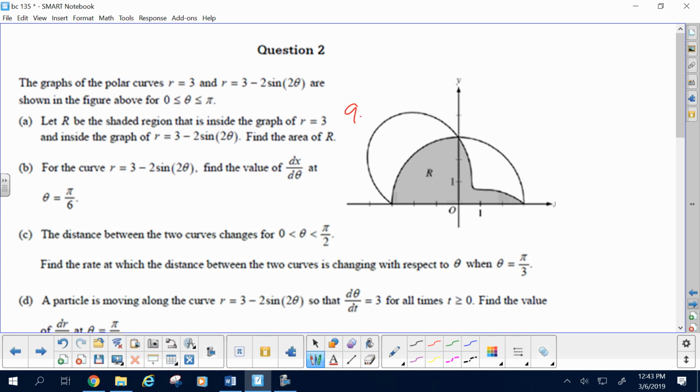A is 9.7079. Yay. B is -3/2 minus root 3 over 2. A was calculator, sorry; B was no calculator. Did you really need a calculator for C? No, I didn't. C was -2. And D was -6, I think.